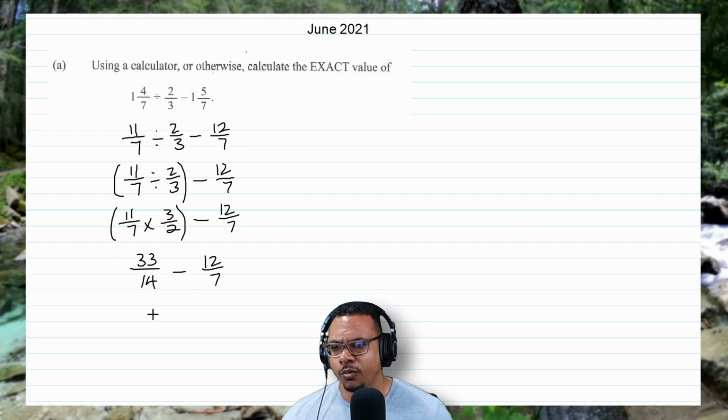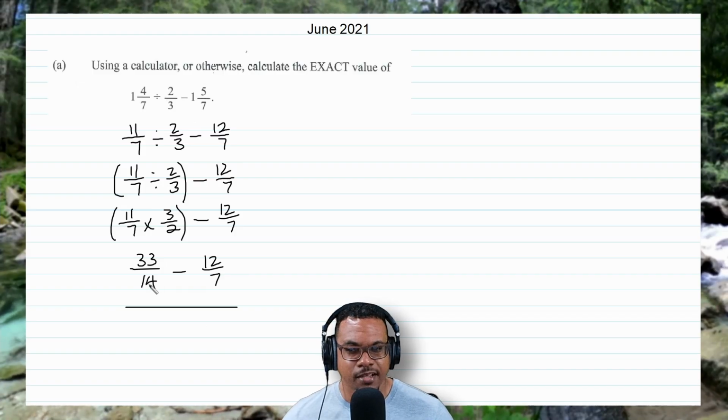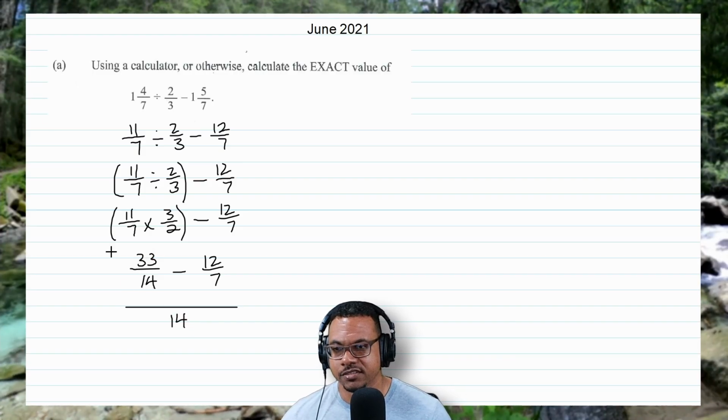Now we'll have to find our LCM between our two denominators here. So what's the lowest number that both 14 and 7 can go into? That would be 14. So now we'll say, okay, 14 into 14, 1 times 33, which will give us 33. Then we'll have 7 into 14, 2 times 12, which is 24.